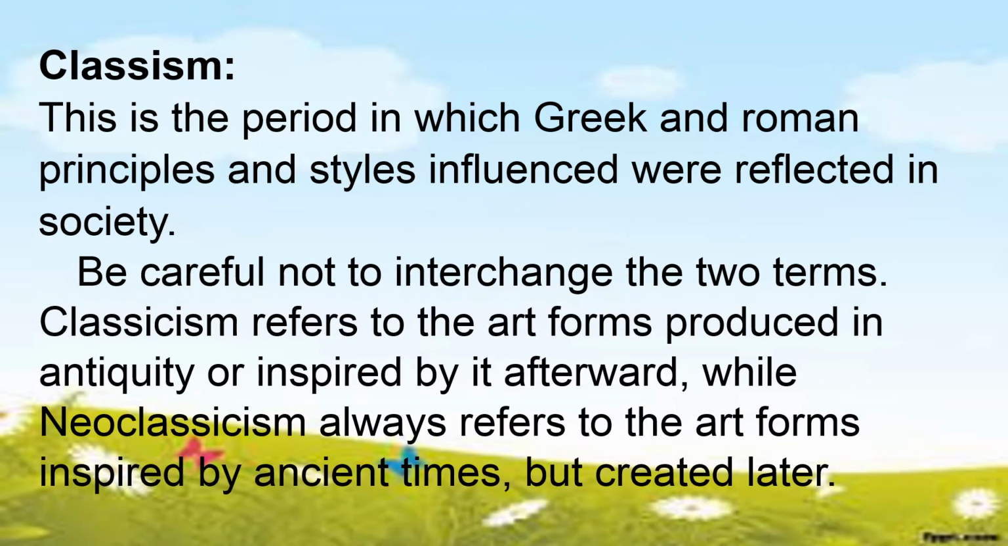Neoclassicism. This is the period in which Greek and Roman principles and styles influence were reflected in society. Be careful not to interchange the two terms. Classicism refers to art forms produced in antiquity or inspired by it afterward, while Neoclassicism always refers to the art forms inspired by ancient times but created later.